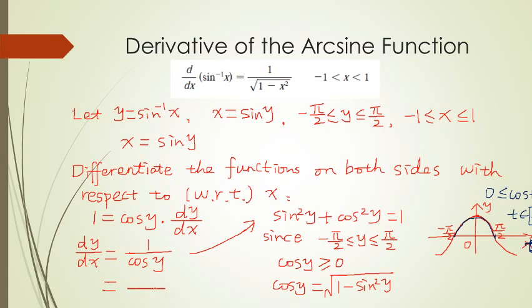And here we can write it. That is 1 over the square root of 1 minus sine square y. What is my sine y at the very beginning? Sine y is x, right? So that is 1 over the square root of 1 minus x squared. But be careful, okay? Be careful.